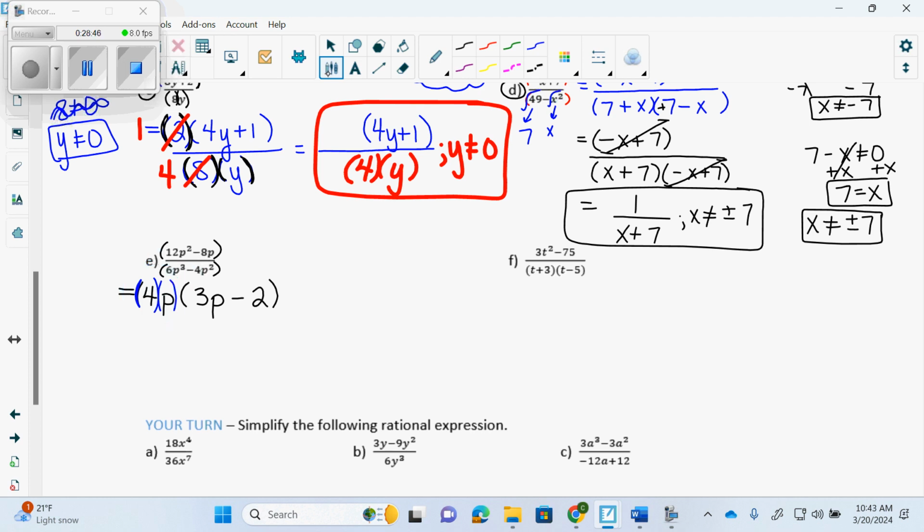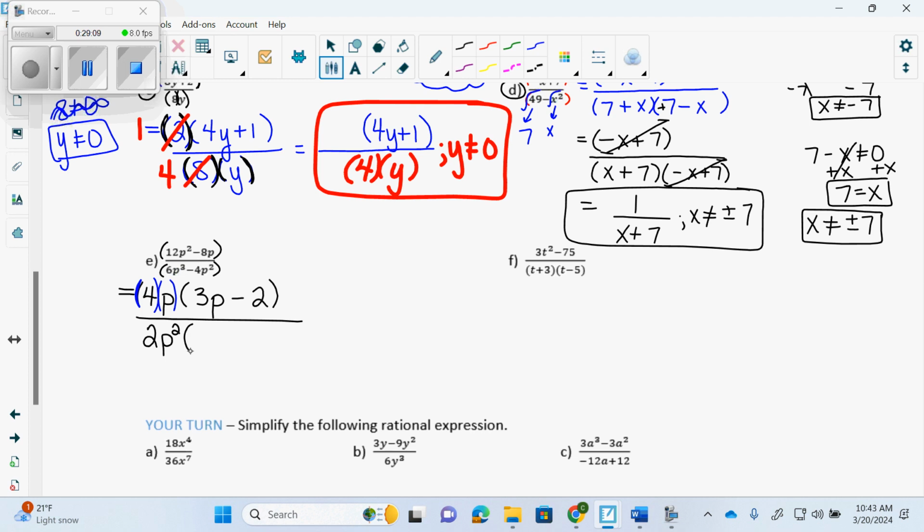There's no addition or subtraction. There's no body between them, correct? They're just a snowball on top of a snowball. Okay, let's look at the bottom. 6p cubed minus 4p squared. Can I take out a GCF of something? You can take out a 2 and a p squared. So I take out a 2 and a p squared.